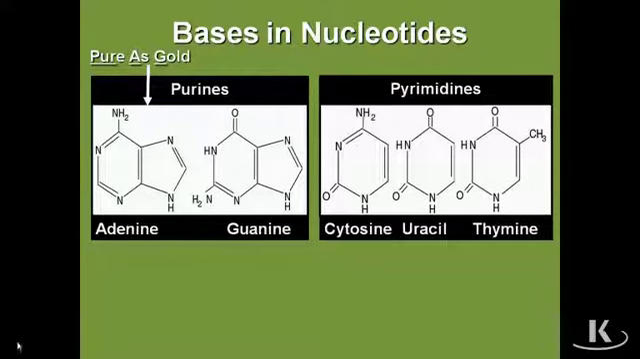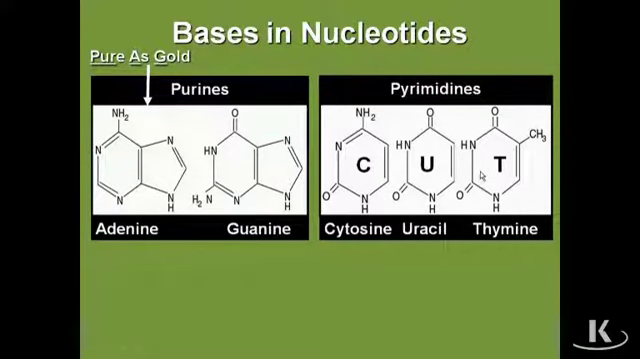So the purine bases are adenine and guanine, so pure as gold. So the pyrimidines then, we use the mnemonic CUT, C-U-T. C-U-T for cytosine, uracil, and thymine. Those are the three pyrimidine bases.